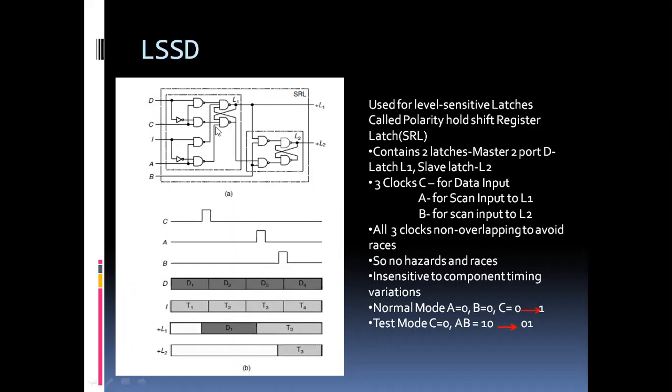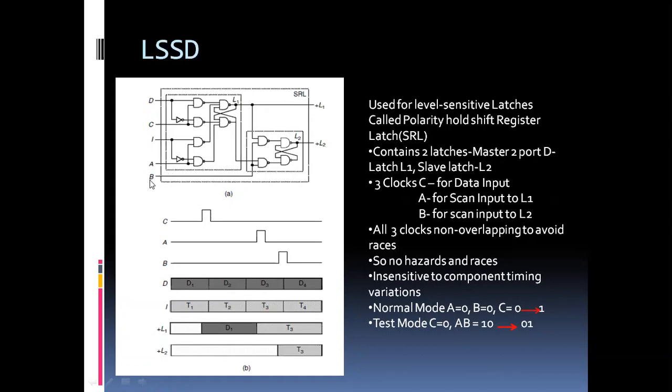Okay. So T3 is driven to output L1. The L1 latch. Then we have this B clock. The clock B is going to drive the output L2. So the scan input can go to L1 or L2. That depends upon what clock is there. If clock A is active, the output is driving L1.